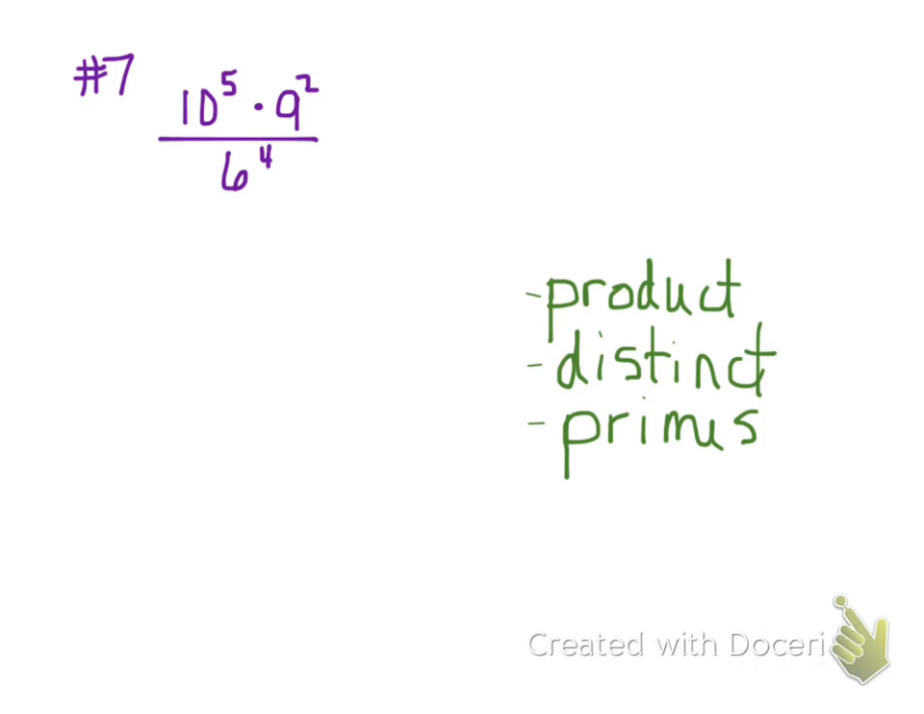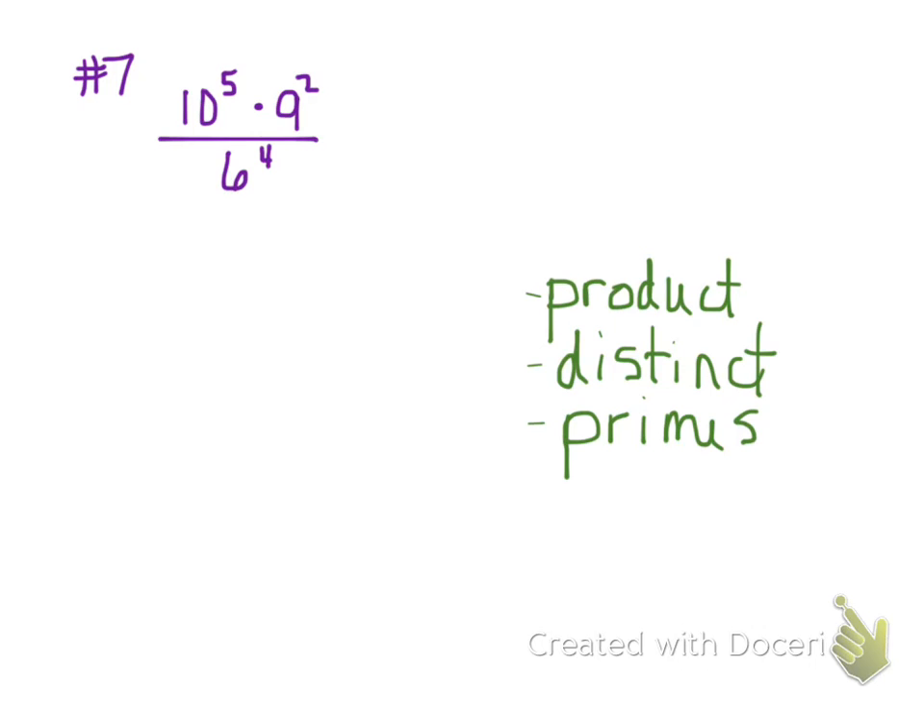So product, we know what that means. Distinct just means separate or different, okay? We want them to be all different in our product. We don't want to have something repeated multiple times. And we want them to be primes. So remember, prime numbers are numbers that have exactly 2 factors, and those 2 factors are 1 and itself, okay? So I want to tell you something here.